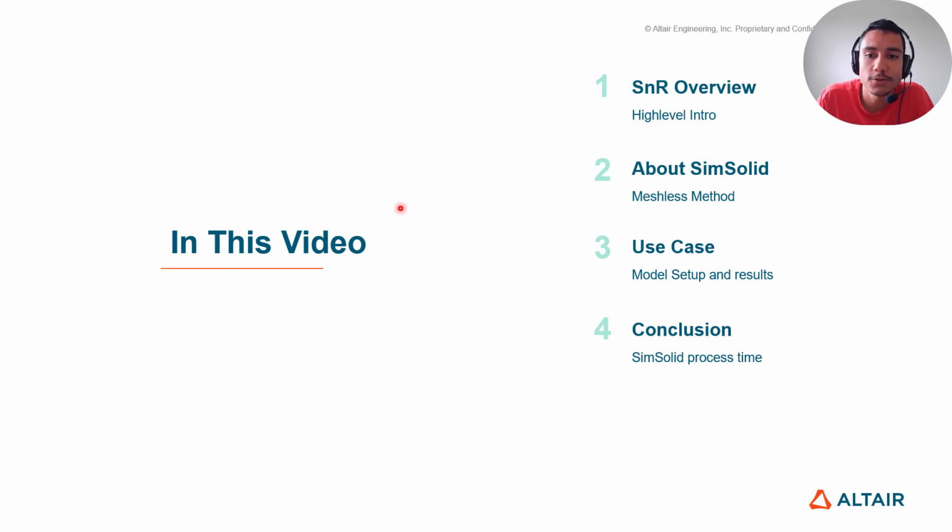I have divided this video in 4 main topics. First, I will do a high-level overview of Squeak and Rattle problems and how we address it with CAE. After that, I will briefly talk about SimSolid, if you have never heard about this Altair tool. Then we will prepare a model from scratch and extract the Squeak and Rattle results using SimSolid. And at the end, we will have a few conclusions about the whole process.